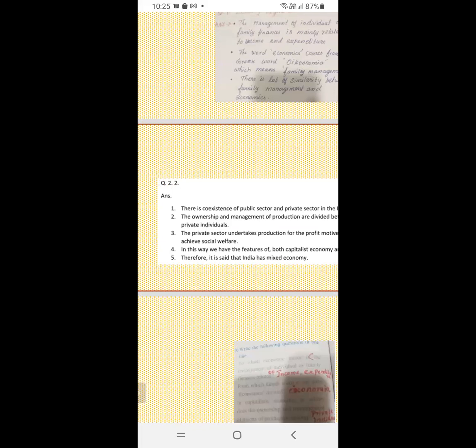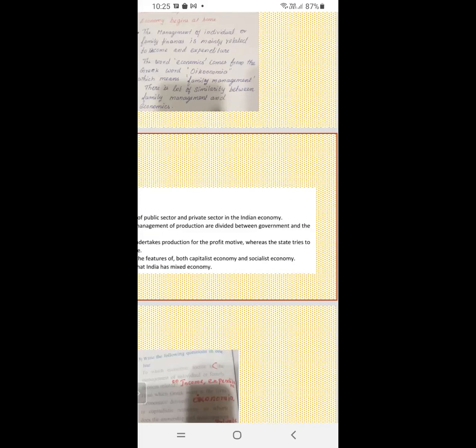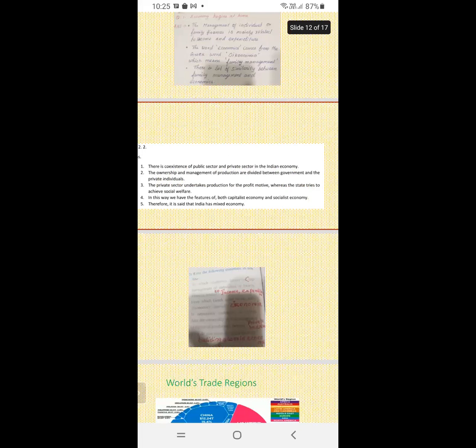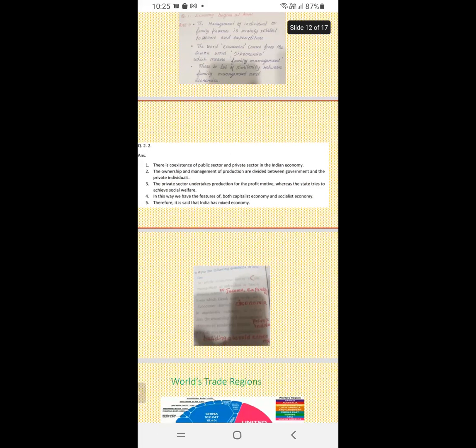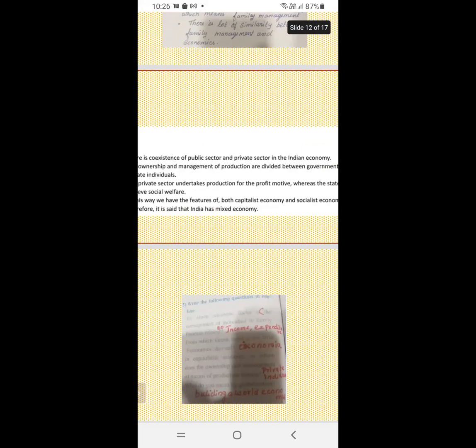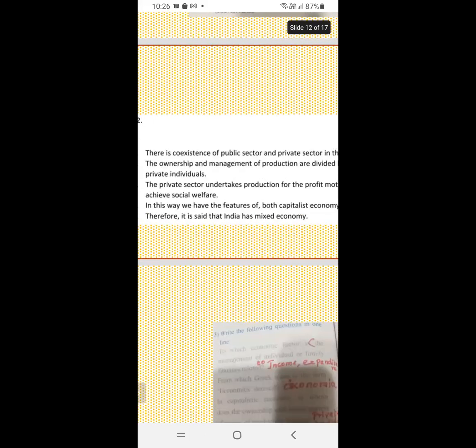Yes, in private sectors, they are profit makers, corporate companies, okay? They earn more and more money from the public, but public services are served to the public, okay? They have no expectations, but they are serving the public. In this way, we have features of both capitalist economy and socialistic economy. Okay, so we have both economic systems. Therefore, it is said India has a mixed economy.